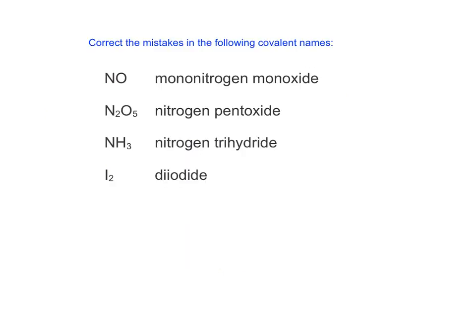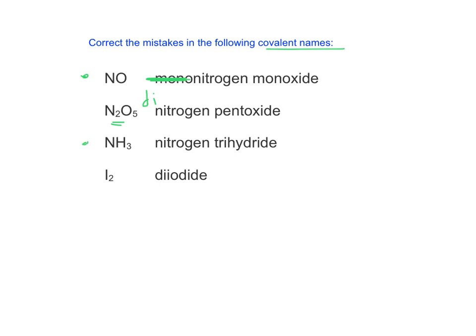So let's see if we can find some mistakes in the following names. This student tried to name NO as mononitrogen monoxide. Their mistake was using mono on the first element. You can use mono on the second, just not the first. N2O5, they named it dinitrogen pentoxide. You don't use mono on the first, but you can use all the other prefixes. Because there are 2 atoms of nitrogen, we're going to say dinitrogen pentoxide.